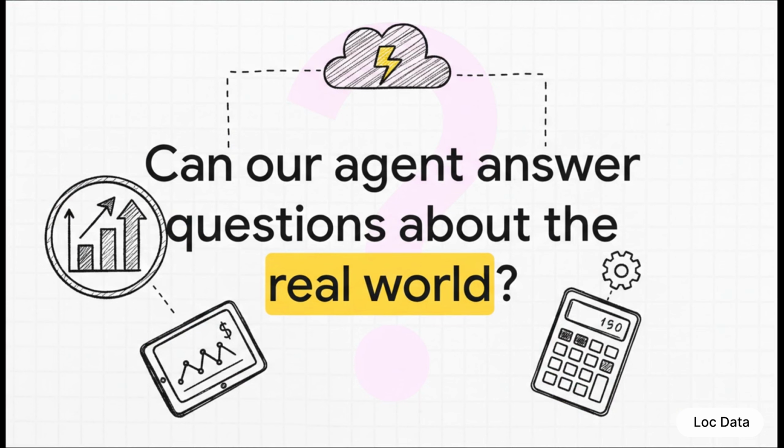We need our agent to answer a question that needs 2 things: real-time info from the web and the ability to do math. Something like, go find the current price of Apple stock and then tell me how much it would cost to buy 50 shares. This is going to require 2 different tools.